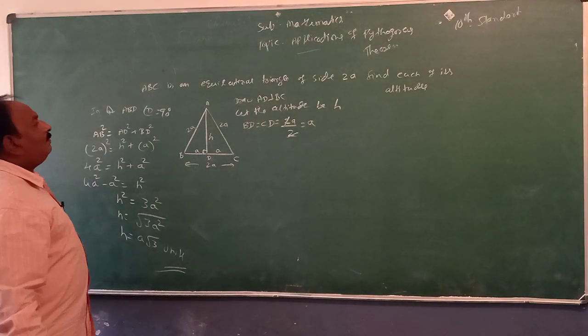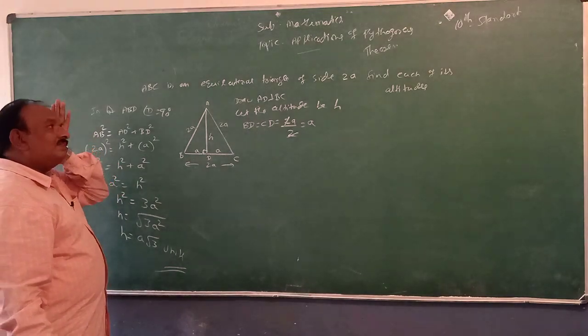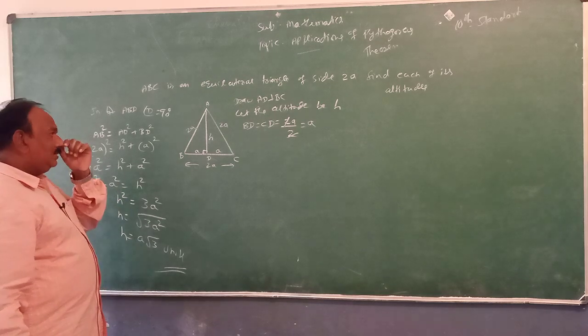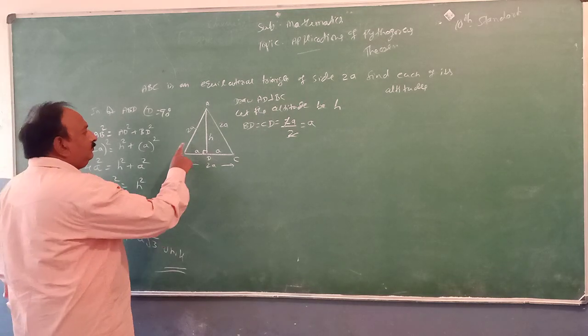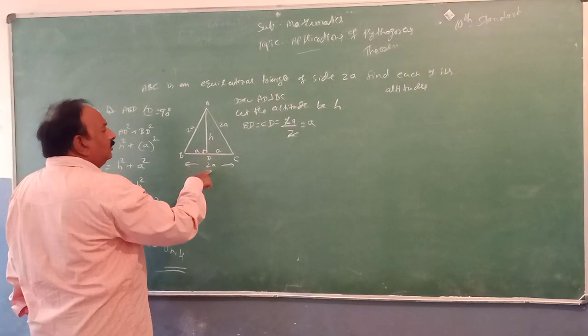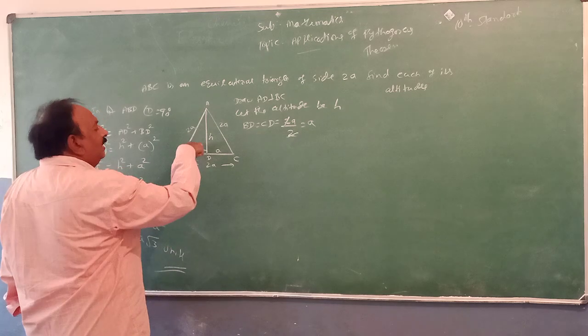Once again, ABC is an equilateral triangle of side 2A. Find each of its altitudes. A, 2A. Let the altitude be H.